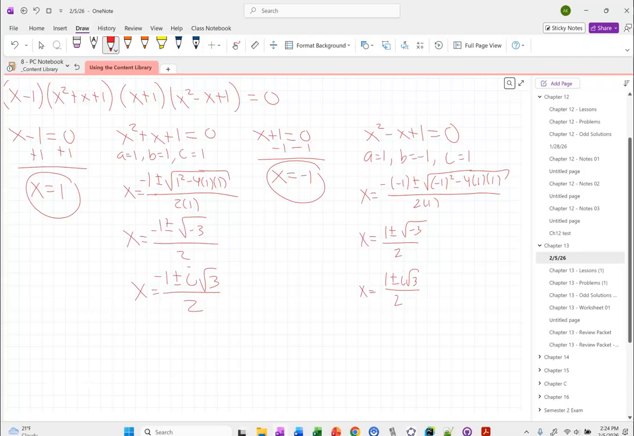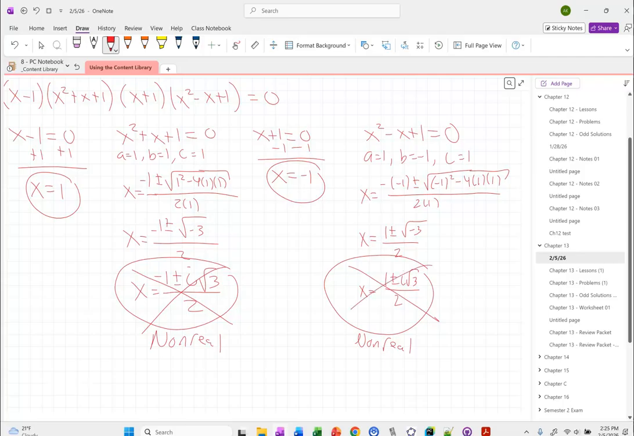Yeah, so those are technically two separate solutions, right? But what are the zeros for this function? Just 1 and negative 1. Why don't these count? Yeah, because they're non-real. That does not represent a place where the graph can cross the x-axis. My only zeros are at 1 and negative 1. Does everybody feel okay there?